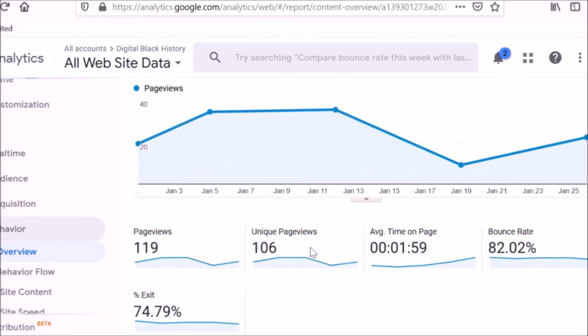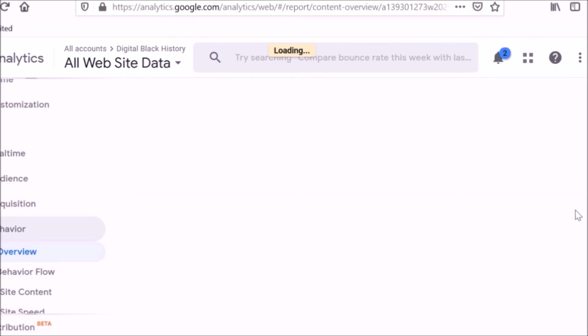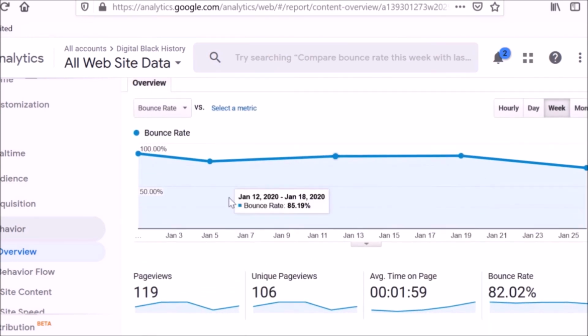If I go back to the top of the screen, I can actually view these charts in more detail by clicking on them. So if I want to look at bounce rate in more detail, it'll change it to be the line graph that's at the top of the screen here. And by hovering over these data points, I can view more information.